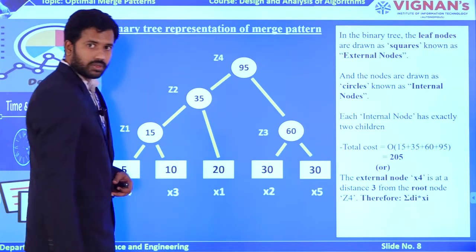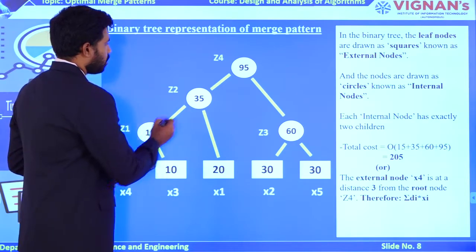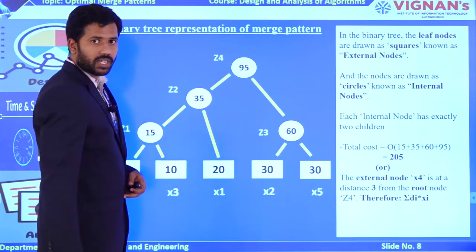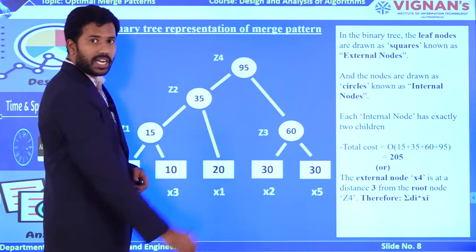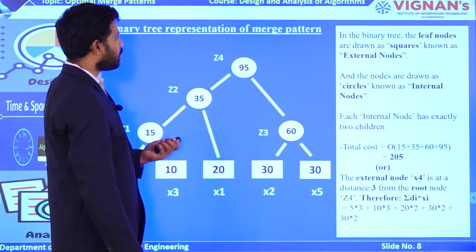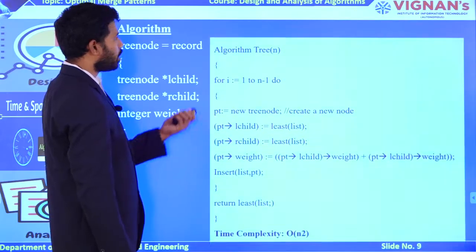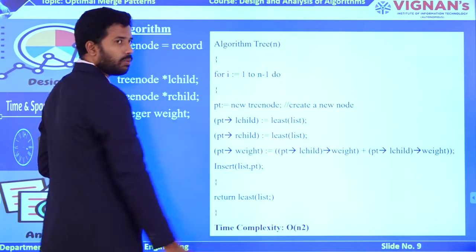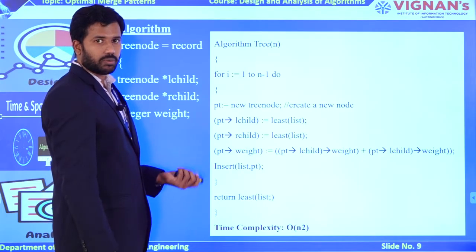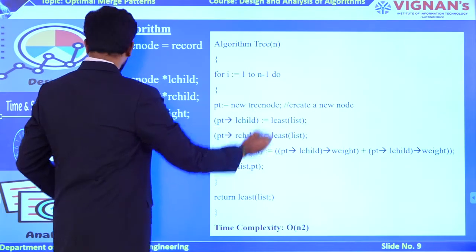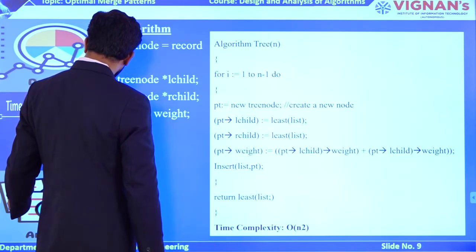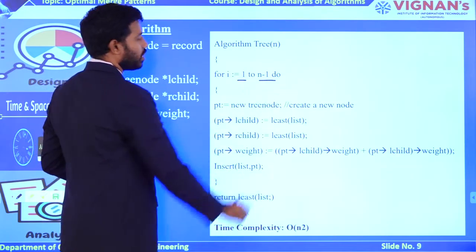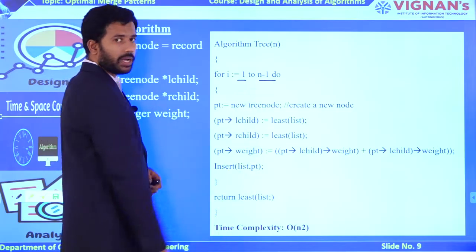So if you observe this tree structure, how many internal nodes are you getting? 4 internal nodes. So if you have n number of external nodes, ultimately you will get n minus 1 internal nodes. With that principle only, I am able to trace my algorithm. This algorithm takes n as an input, which defines the number of external nodes. Your for loop is tracing values from 1 to n minus 1.